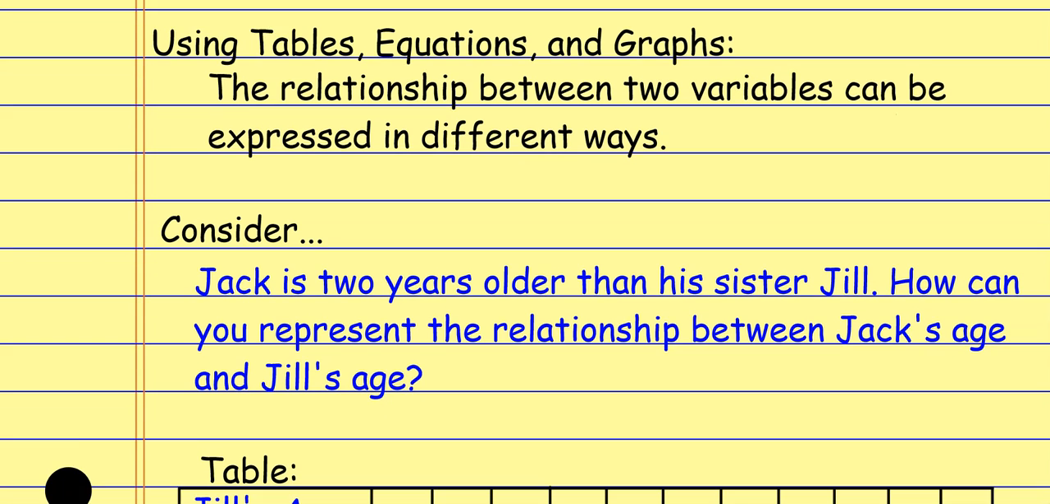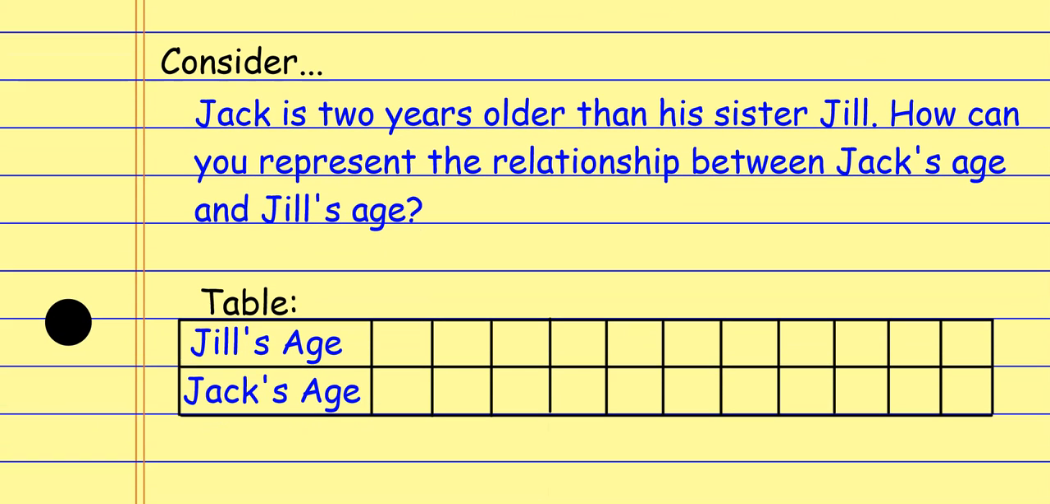For example, if I were to consider this example, all right, Jack is 2 years older than his sister, Jill. How can you represent the relationship between Jack's age and Jill's age? And so the first thing we have to do is start representing things like Jill's age, all right? And so for Jill, we don't want to start with something like -2. That wouldn't make any sense. She can't be -2 years old. So maybe I'll start here with something like 1.